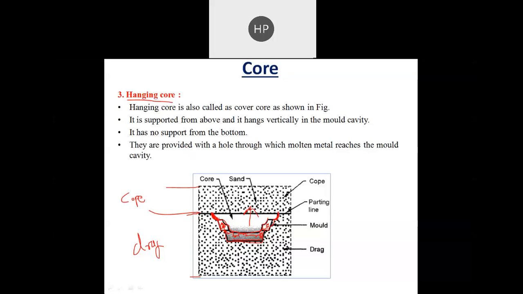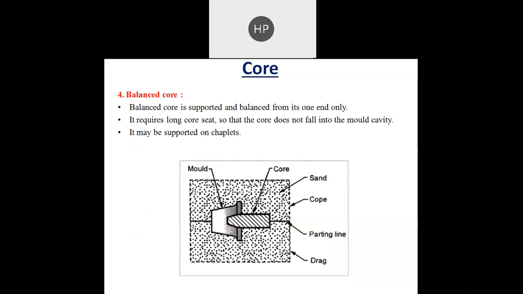Okay, so that's why it is hanging, and they are provided with a hole through which the molten metal reaches the cavity. Okay, so we have to fill this hollow cavity. And how will this hollow cavity be filled? There are certain holes provided, and through those holes the molten metal will pass, and then it will be solidified, and we can have the product. So this is the hanging core.